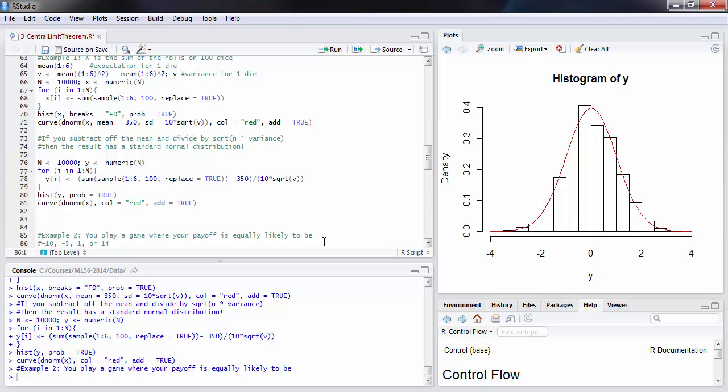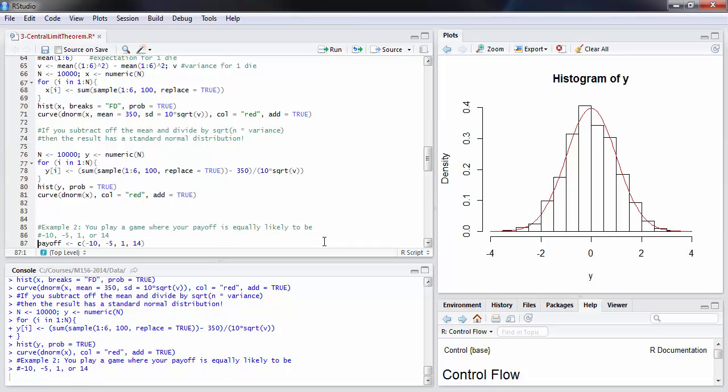There's absolutely no requirement that the distribution with which you start have any sort of symmetry. So you might imagine playing a game where with a probability of 1/4 you lose $10, with a probability of 1/4 you lose $5, with a probability of 1/4 you win $1, and with a probability of 1/4 you win $14. This is a fair game because your expected payoff is $0.